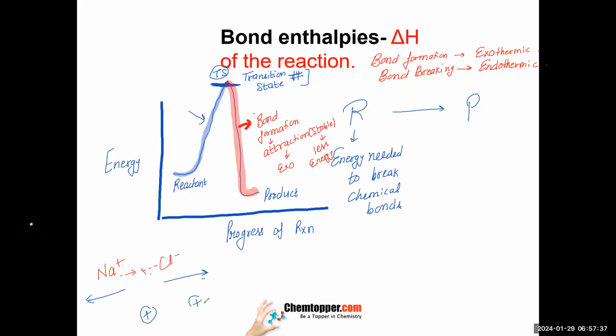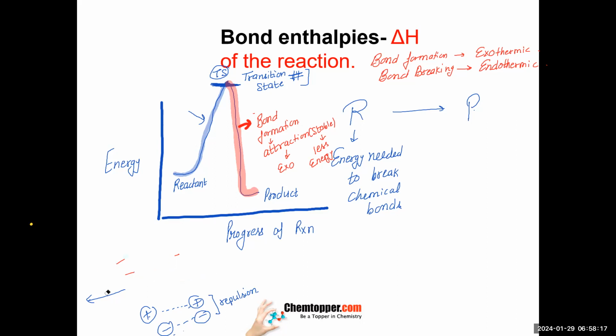Plus, plus, coming closer: exo or endo? It is endo because they are repelling. Minus, minus, exo or endo? These are repulsions. Nature doesn't want repulsions. Repulsion means unstable. Endo. Please don't make an error in this. Unit 3 was completely based on this rule.